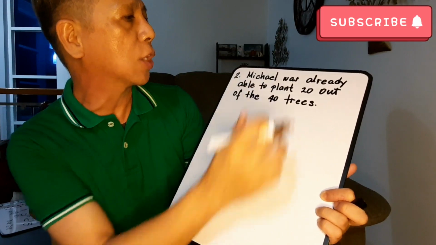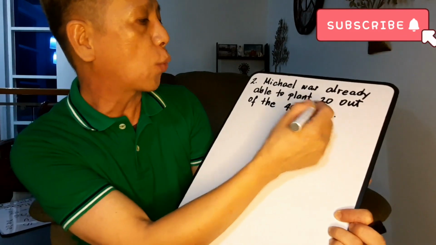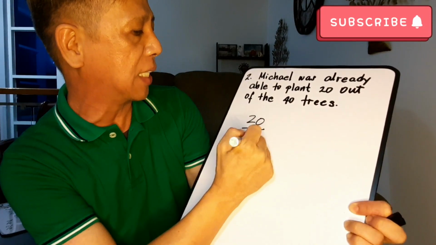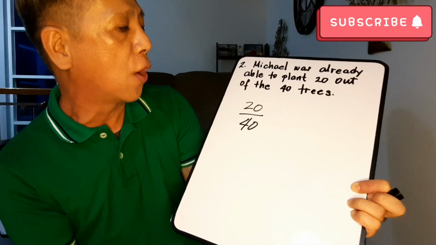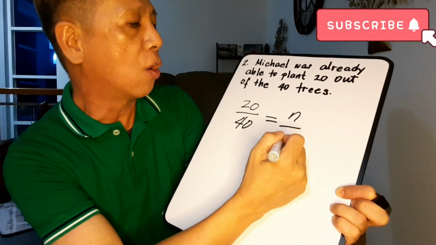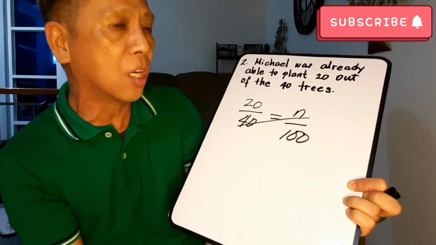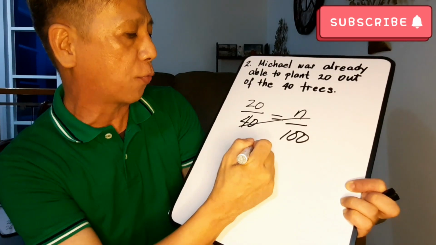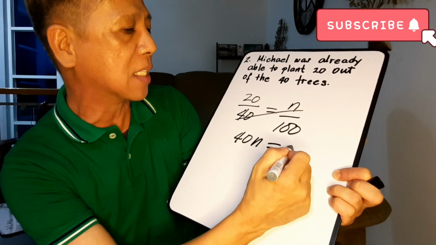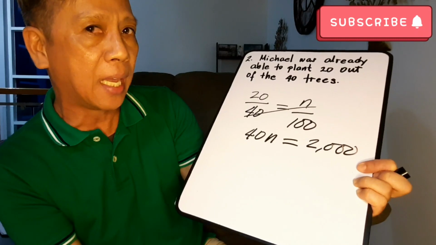Michael was already able to plant 20 out of the 40 trees. So, 20 out of 40 trees is equal to 20 over 40 or 20 out of 40 is equal to, o yung hinahanap natin na percent, n over 100. No? Again, cross multiplication. 40 times n is equal to 40n is equal to 100 times 20 is 2,000.